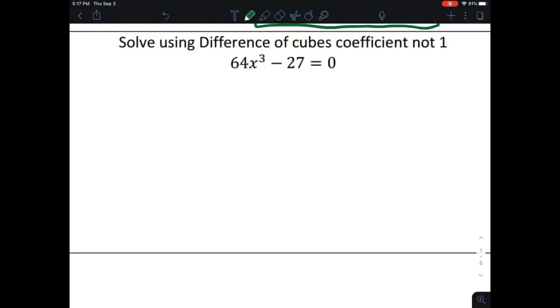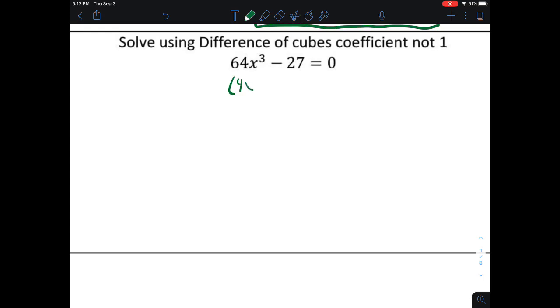All right, let's do one more of these cubes problems. This time we have a difference of cubes. We have coefficients that are not 1, and we can't just divide off the coefficient in this case, or else we would have to deal with a terrible fraction the entire time. So let's rewrite this problem showing exactly what's being cubed.